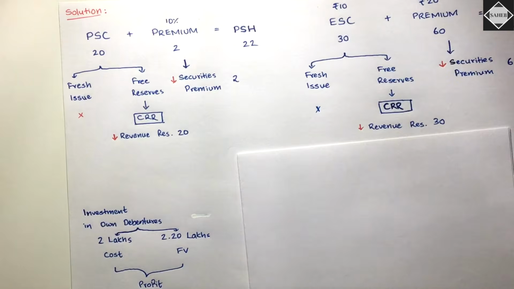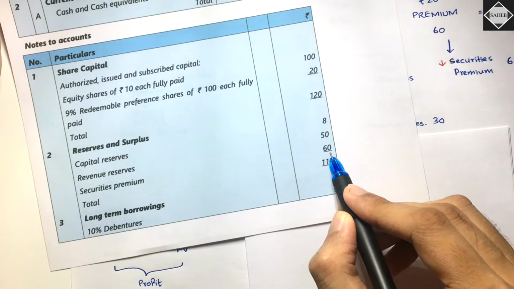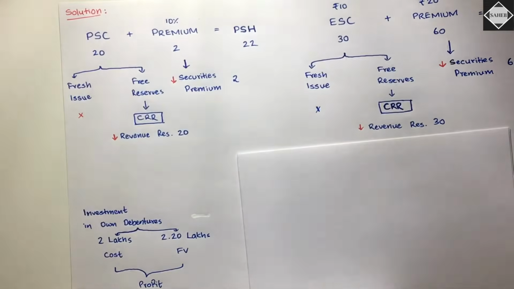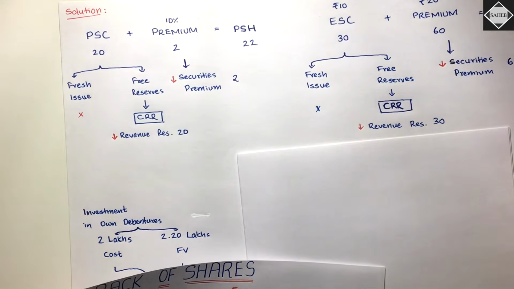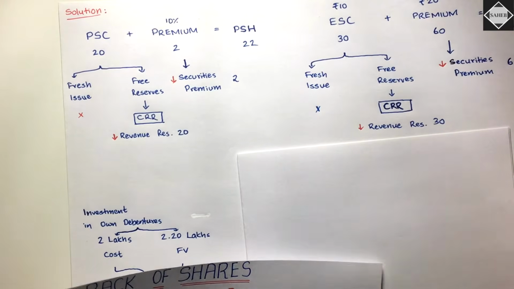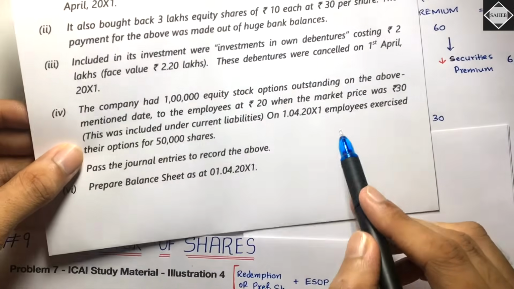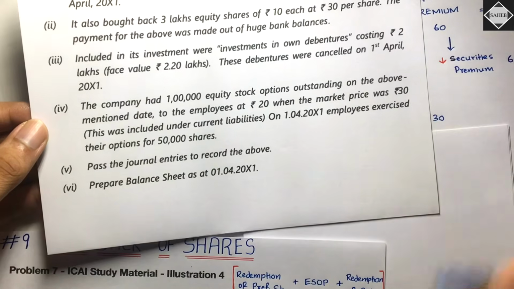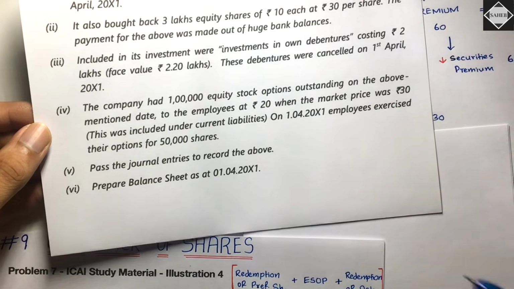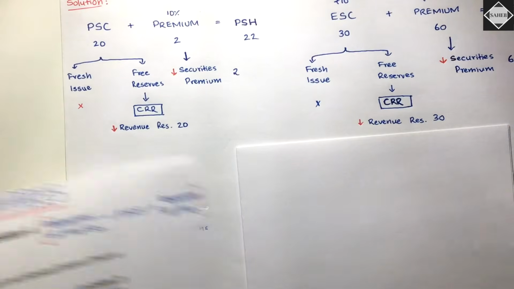But now understand, see here, let me just show you. In the question, securities premium was only 60. So how can we use securities premium by 62 lakhs? Here 2 lakhs and here 60 lakhs. How can we do that? Don't worry. When we do the ESOP now, when the exercise entry will be passed, at that time we will be getting securities premium. Is that clear? So that's the thing.